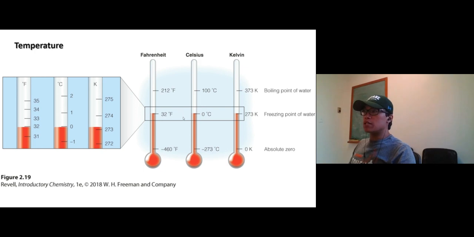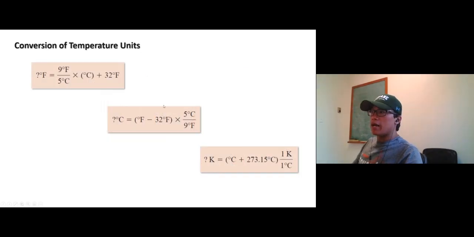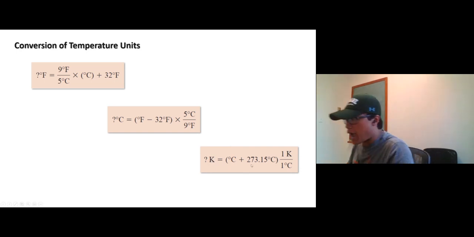So your job is to use this formula. You can write it onto the exam or when you take the quiz, so don't memorize it. All you have to do is be able to use this formula to convert one temperature to another. So this one is Celsius to Fahrenheit: plug in Celsius here, you get Fahrenheit. Plug Fahrenheit here, you get Celsius. And plug in Celsius here to get Kelvin.